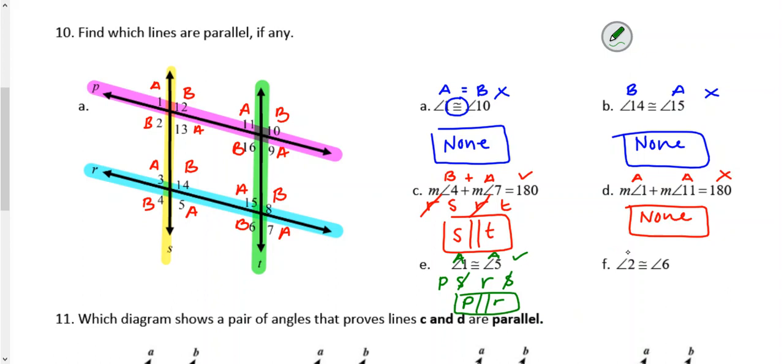And finally, F: 2, which is a B, and 6, which is a B. 2 touches P and S. 6 touches R and T. None of these can cancel, so remember my answer is none. We can only have 2 lines being parallel.